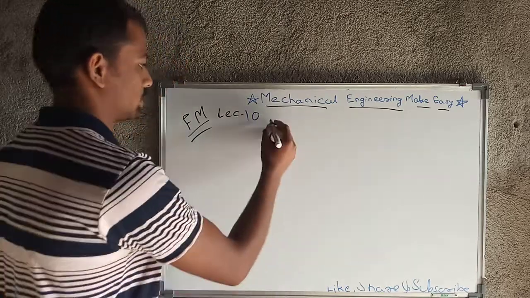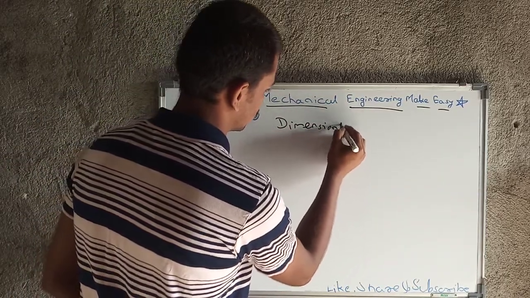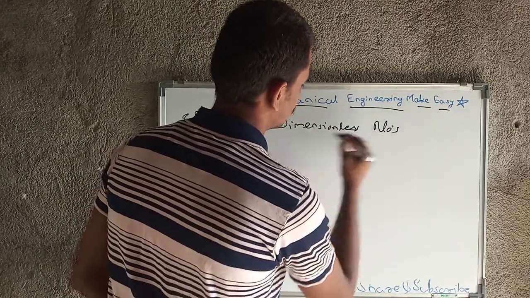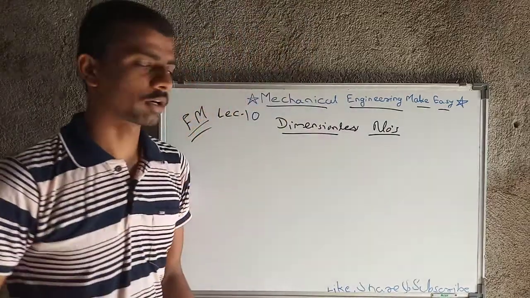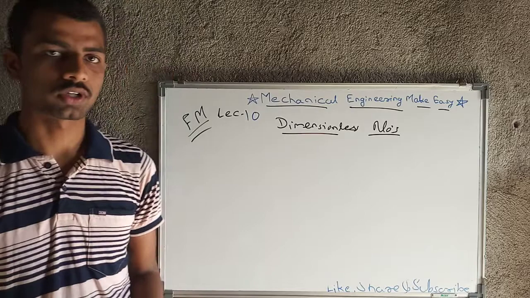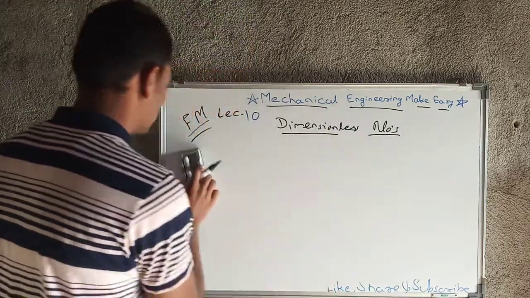So in this lecture I will discuss near about 5 to 6 dimensionless numbers, and those numbers are very important for our study and for GATE preparation. So we will move. Let's begin.